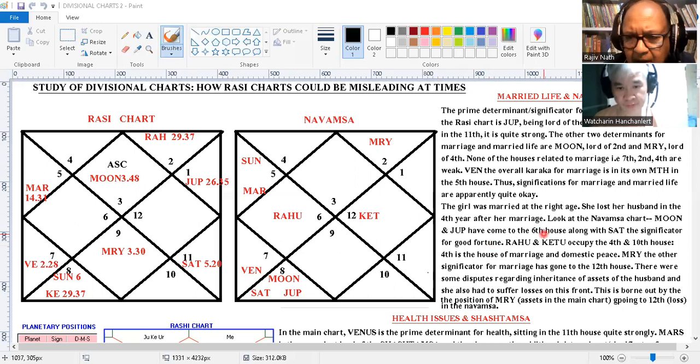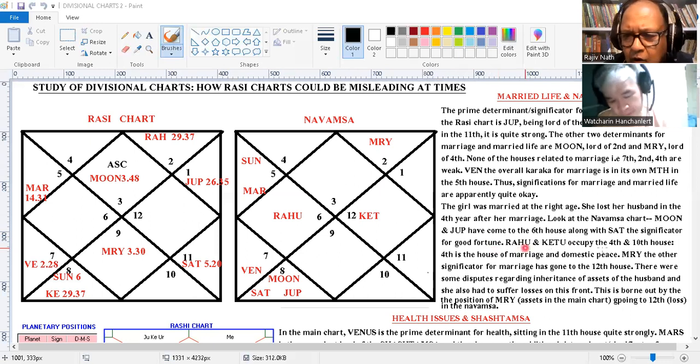Along with Saturn, the significator for good, Saturn has also come to the sixth house in the Navamsa. So Moon, Saturn, and Jupiter are badly placed. Moon is in debilitation in the Navamsa. Jupiter, the main Karaka for husband, is in the sixth house.